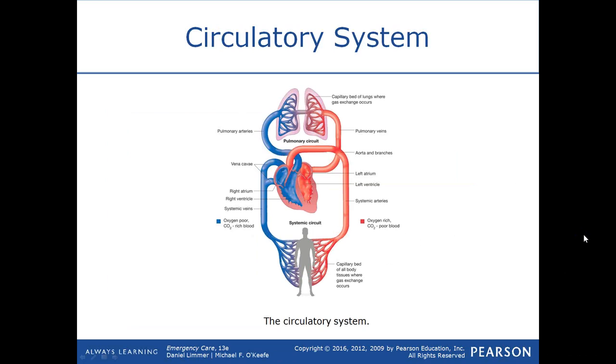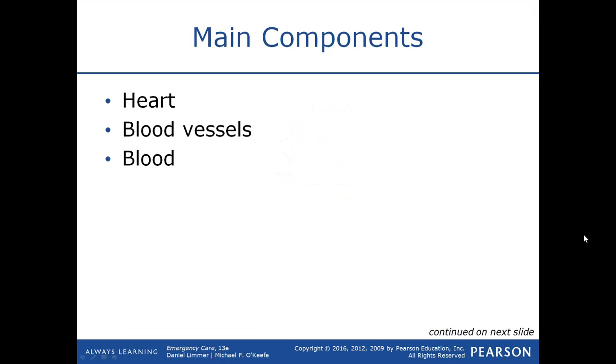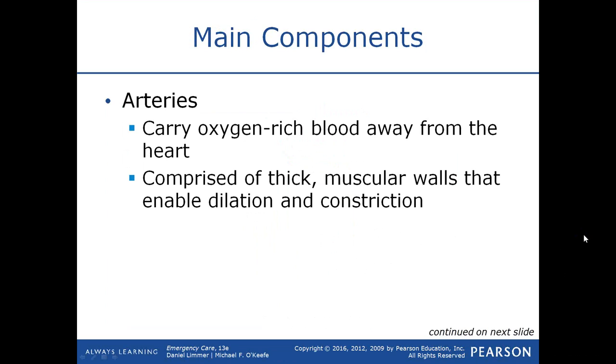there we go. The circulatory system is a closed system. It's made up of three primary components. You have your heart, which serves as the pump for the system. You have your vessels, both arteries and veins, that are capable of dilating or constricting depending upon the need. And it's full of blood. Not 100% full all the time, but relatively full. So the heart, the blood vessels, and the blood make up the main components of the circulatory system.